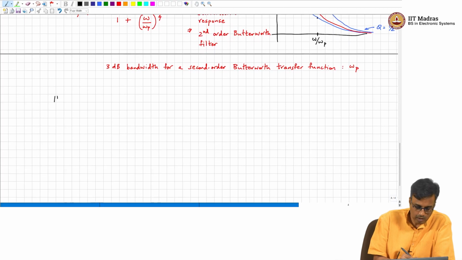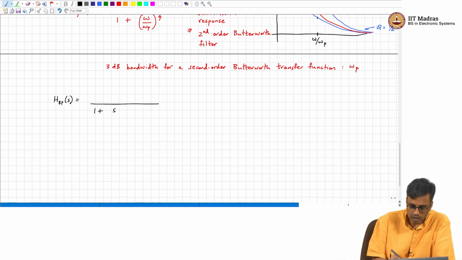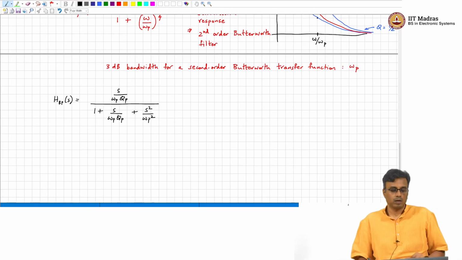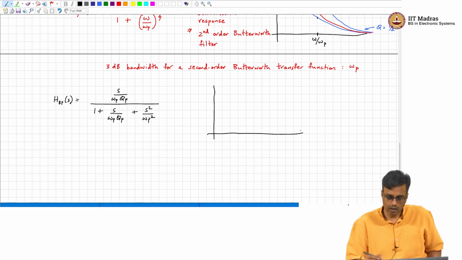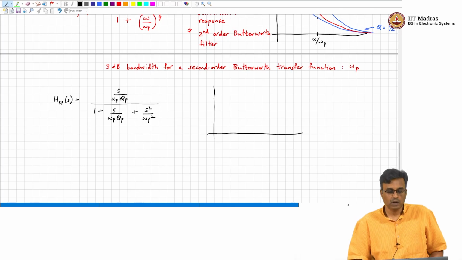Now we take the same denominator. What comment can we make about this transfer function magnitude? How will this look qualitatively? At low frequency, at DC, what is the gain?